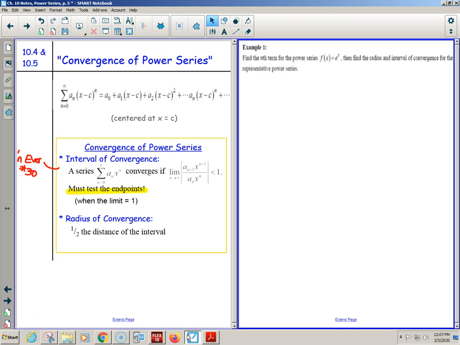All right, so as you guys are looking at the example, maybe it's too squished. I'm sorry, I just wanted to make it big and then it got all squished. What it's asking is find the nth term for the power series f of x equals e to the x. Then find the radius and interval of convergence for the representative power series.